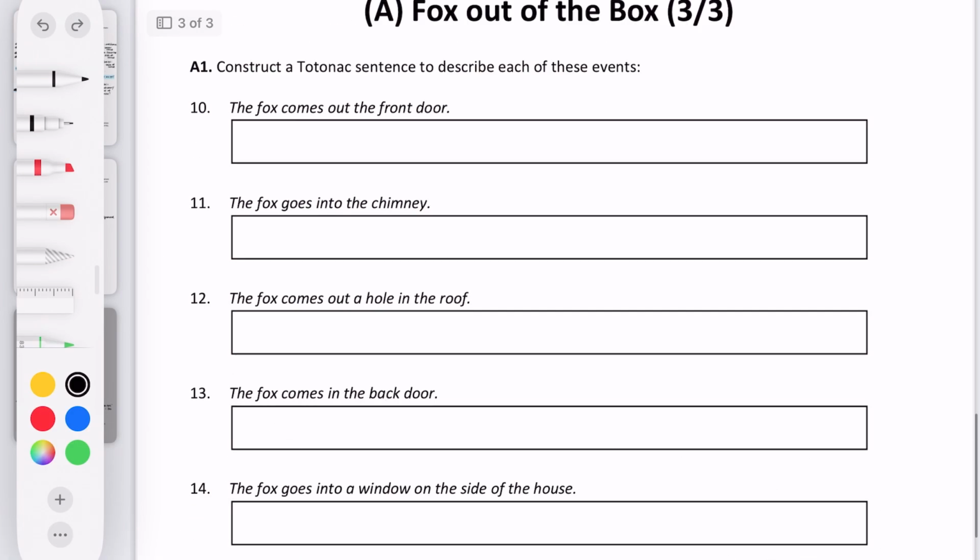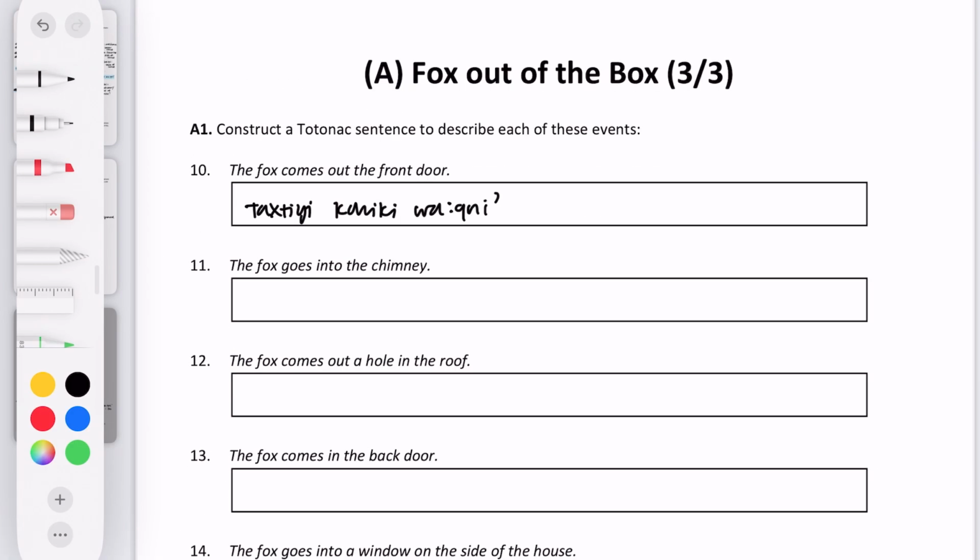So let's put that all together. And actually, we're going to be needing wakni for all of these, so we might as well just go ahead and add in all of them.